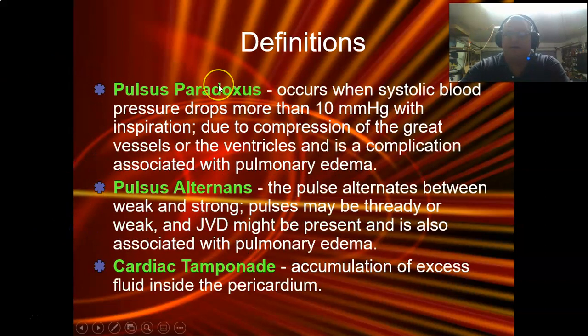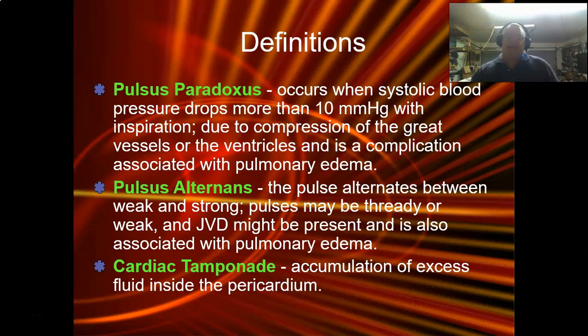Pulsus paradoxus is when the systolic blood pressure drops 10 millimeters of mercury or more during inspiration. This is usually a complication associated with some sort of pulmonary edema, and it's a compression of the great vessels. When you have that thoracic pressure, you're going to have pulsus paradoxus. Now, pulsus alternans is when the pulse alternates between weak, or thready, and strong. Jugular vein distension might be present, and it's also associated with pulmonary edema. So it goes weak to strong, weak to strong, weak to strong.